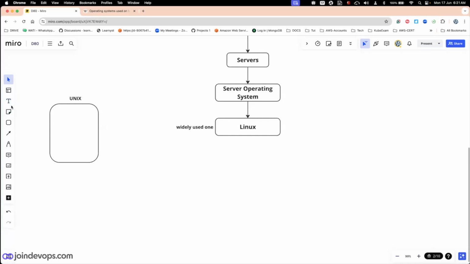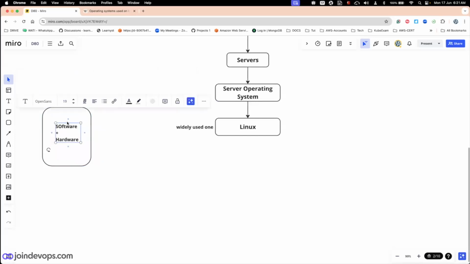Unix is nothing but software plus hardware shipped by the same vendor, and those work integrated only. They don't define that particular piece as individual. So that is the difference.